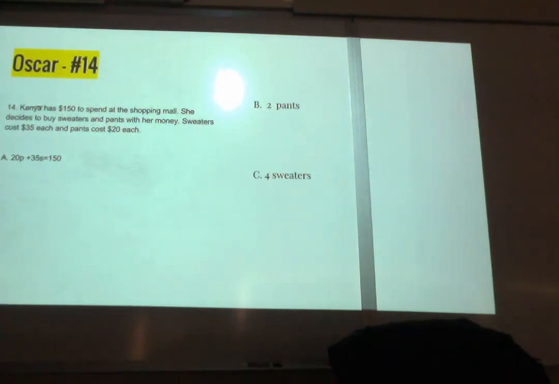And for B, it asks how many pants could she buy with 3 sweaters. So the answer is only 2 pants. And for C, they ask if she bought no pants, how many sweaters did she have to buy? Well, it would be nice to see how you worked it out there, but maybe you can tell us. For B, how did you figure out 2 pants? I multiplied 35 by 3 and subtracted from 150 and divided by 20.